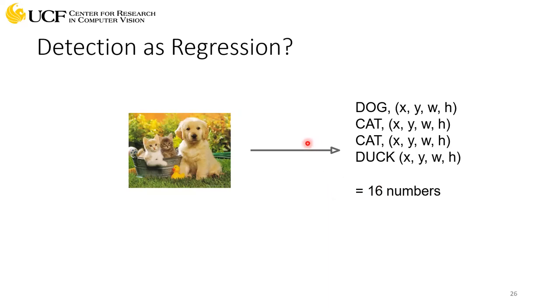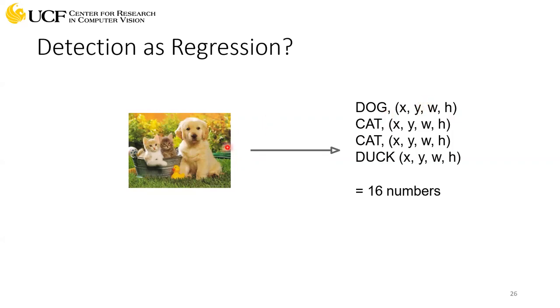All right, so now let's see, we have this image and we have different categories: dog, cat, and duck. For this image, you can see that we have two different cats, a duck and a dog. For each object, we will have X, Y, W, and H, four different numbers. This X, Y could be the center of the bounding box, or it could be the top left location of the bounding box. It could be any location, but it should be consistent while you're predicting. And W is the width of the bounding box, and H is the height of the bounding box.